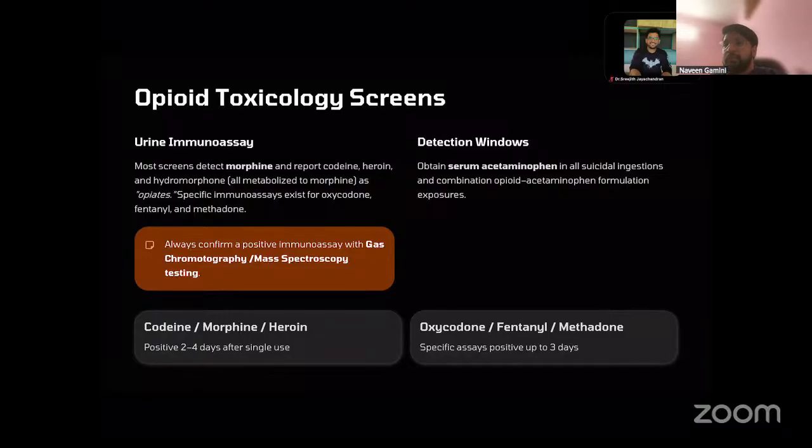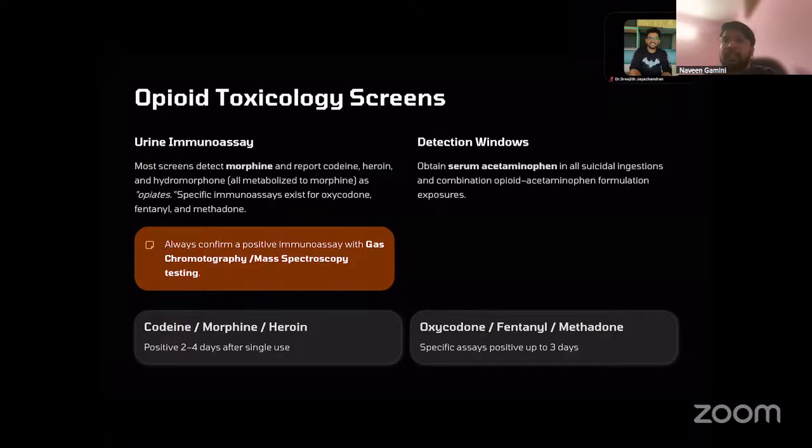Regarding the detection windows, we need to also take a serum acetaminophen level, because usually the opioid and acetaminophen formulation comes in combination. So the serum acetaminophen level also has to be checked. And regarding the testing, codeine, morphine, and heroin urine tests will be positive 2 to 4 days even after a single use, whereas oxycodone, fentanyl, and methadone urine assays, these specific assays, will stay positive up to 3 days.